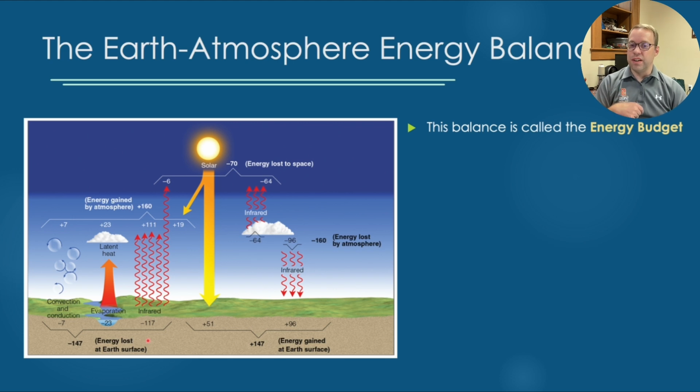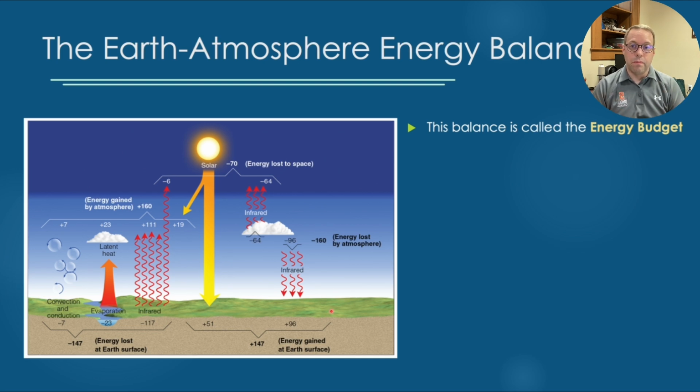Let's look at the atmosphere. The atmosphere itself is radiating out 160 units. 64 units escape out into space, and 96 units go back to the surface of the Earth. That's a total of 160 units lost by our atmosphere.